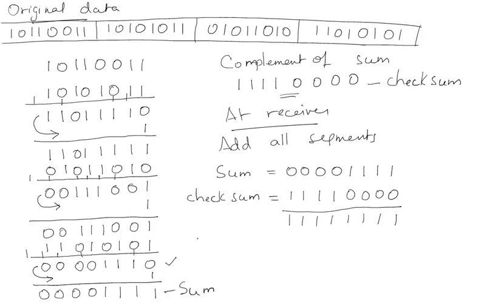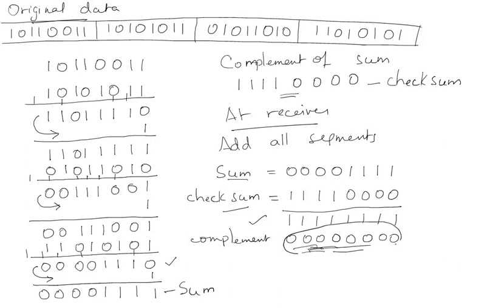In the next step, we need to complement the sum of the sum and the checksum. So this has to be complemented, and the complement of this is 0 0 0 0 0 0 0 0. This is the final result at the receiver. If you get all zeros, the receiver assumes that there is no error in the data. Whenever the final complemented result is all zeros, the receiver will accept the data.